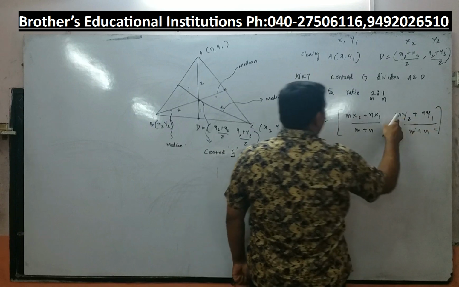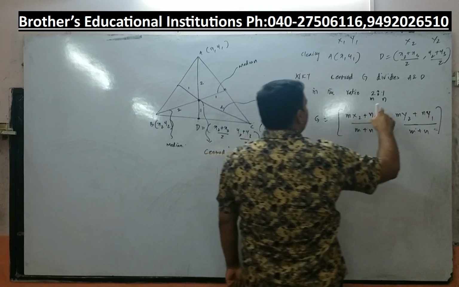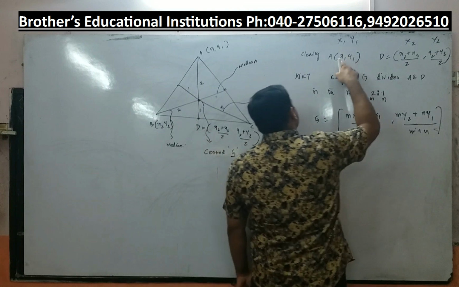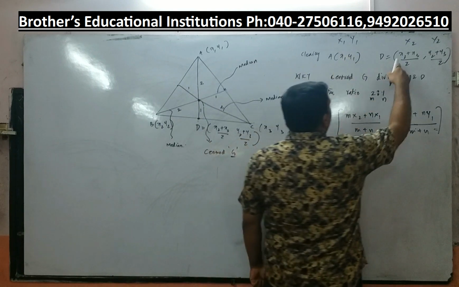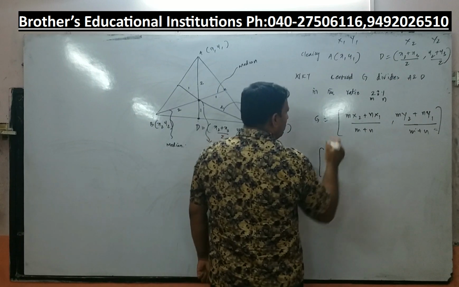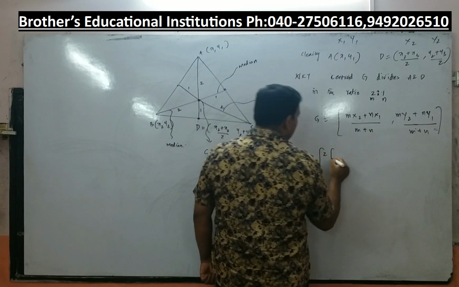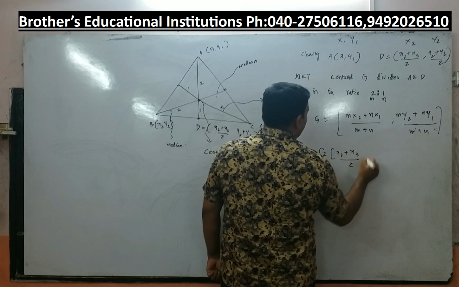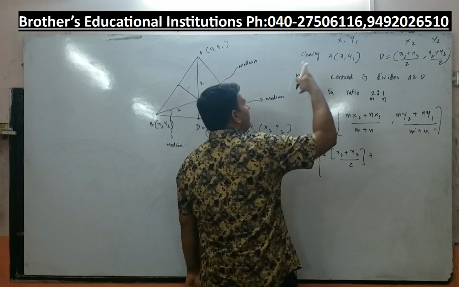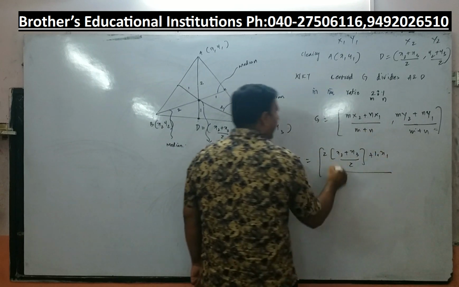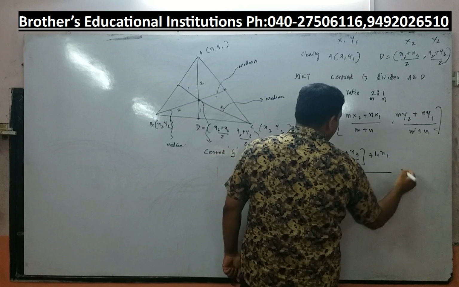Now instead of m I am going to substitute 2, instead of n I am going to substitute 1, and instead of x1 I will put small x1, and instead of x2 I will put small x2 plus x3 by 2. Let us substitute. G is equal to mx2 means 2 into, what is x2? x2 plus x3 by 2 plus nx1. What is n value? 1 into x1 by m plus n, 2 plus 1.